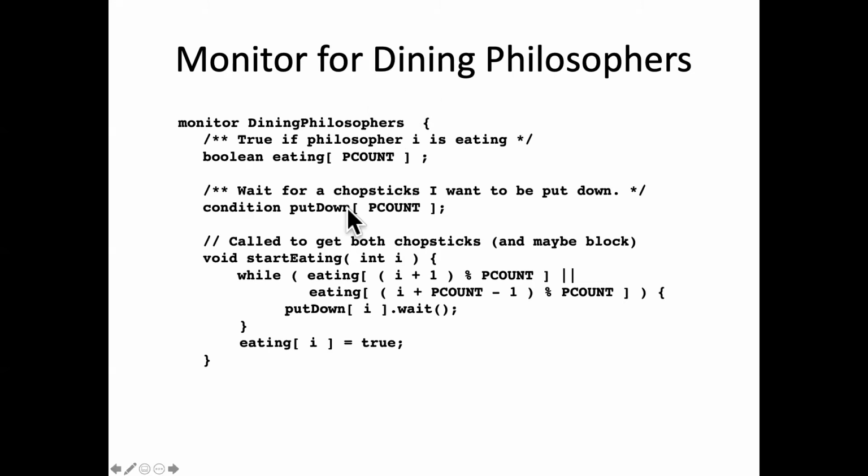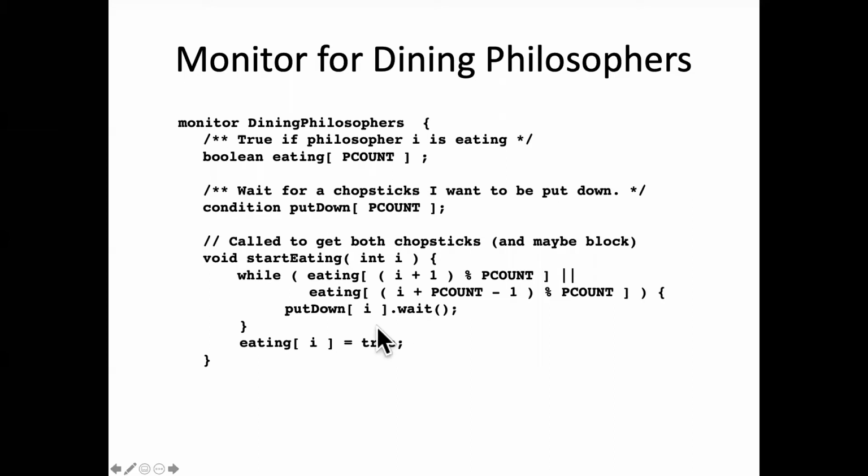Well, let's talk about that while we were talking about this start eating function. So if you're philosopher number I and you want to start eating, you look at the 2 philosophers on either side of you, and that's what this while loop is doing. I look at I plus 1 mod p count, so wrapping around at the end of the table, and I look at the philosopher on the other side, essentially I minus 1 mod p count. And if either of those are eating, I have to wait.